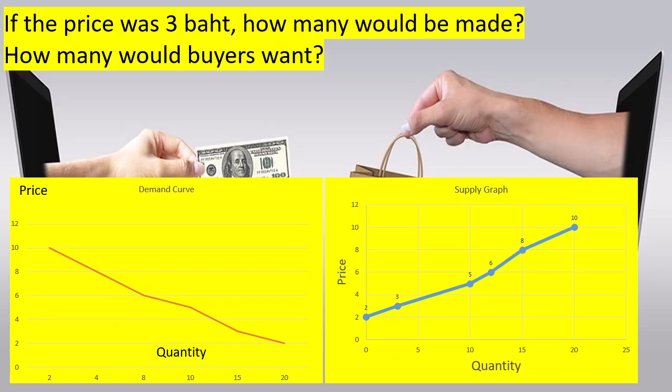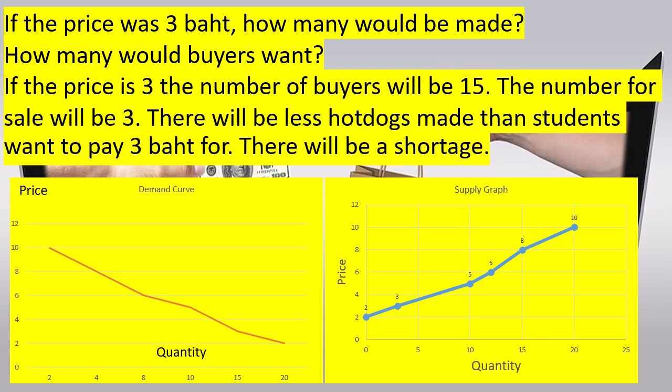Now let's look at, if the price was 3 baht, how many would be made? And how many would the buyers want? So at 3 baht, the number of buyers will be 15, and the number for sale will be 3. You can see the arrows there. So there will be less hot dogs made than the students want to pay 3 baht for. So there will be a shortage.